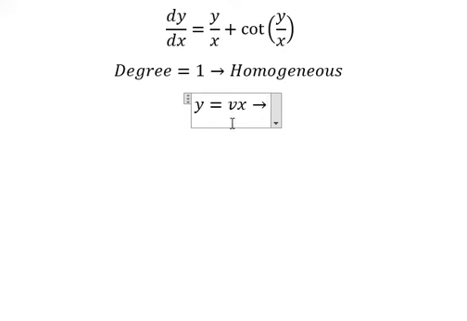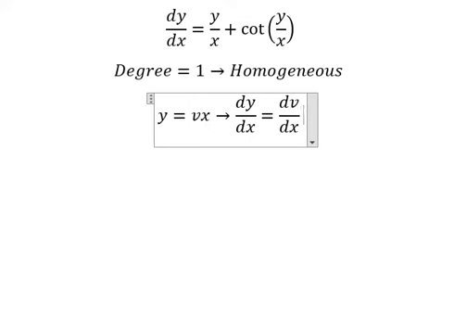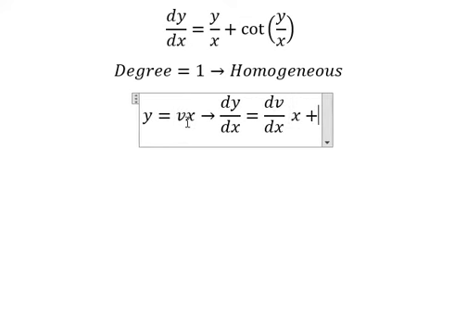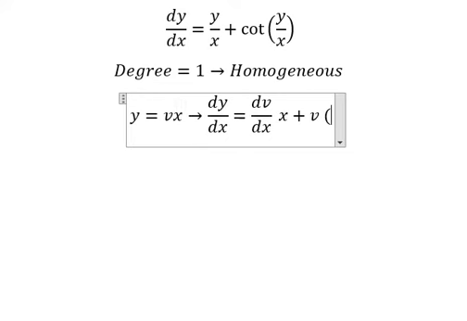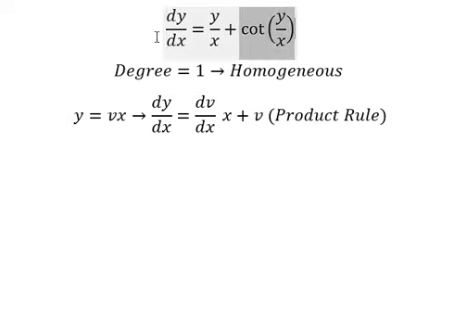Later we first take the derivative for both sides. This one we have dv over dx multiplied by x. This one we have number 1, so we have v, and that is about the product rule of the derivative.